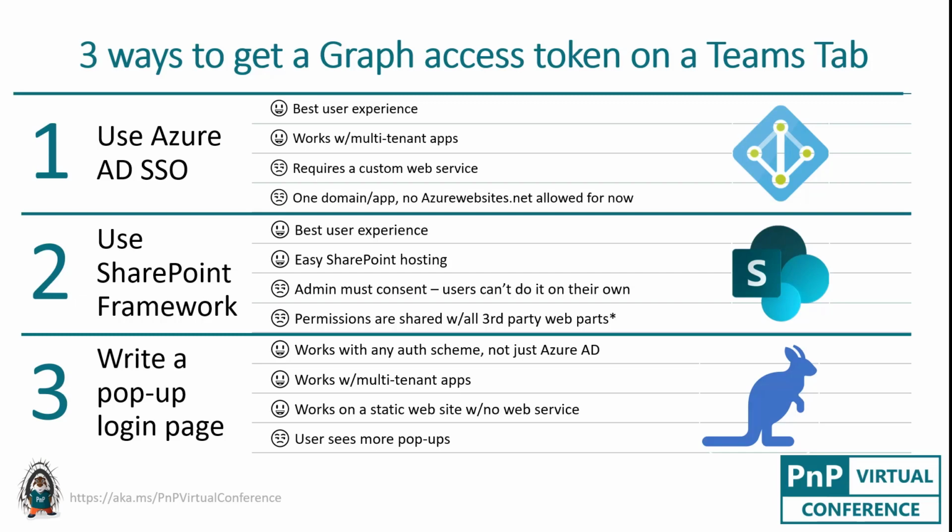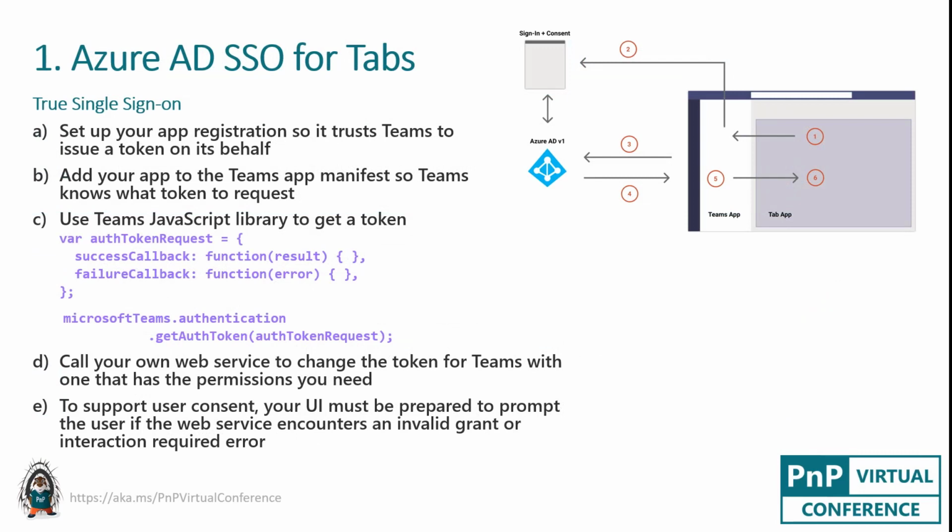All right, so let's start with Azure AD SSO for tabs. When you look at this, it might seem like the simplest thing you can imagine, because all you have to do is call this get auth token function, and you get an auth token. That's the good news. The other news, however, is that auth token is extremely limited in its permission.